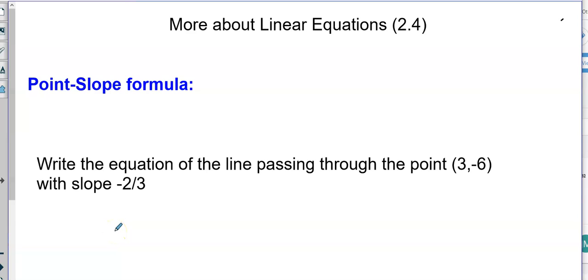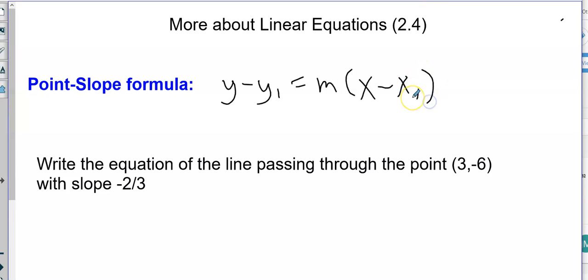Okay, so hopefully you might actually remember the point slope formula. You probably didn't use it that much, but it's a really cool formula. y minus y1 equals m times x minus x sub 1. It's called the point slope formula because if you have a point, like an ordered pair, and a slope, like this, you can just go ahead and write your equation right like that.